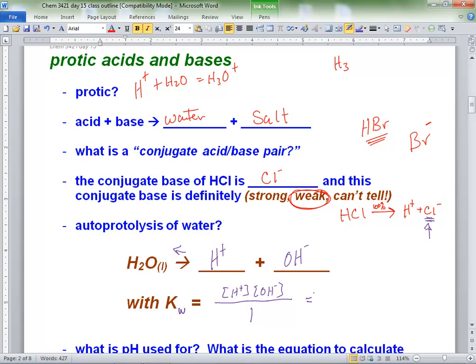But what is that number? 1 times 10 to the negative 14, or 1 times 10 to the positive 14? Do you expect a lot of product or a little bit of product? Very, very, very little, right? A billionth of a billionth almost. So 1 times 10 to the negative 14 is our KW. Okay.